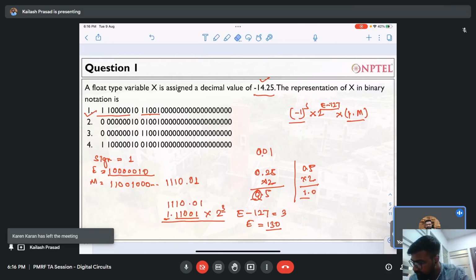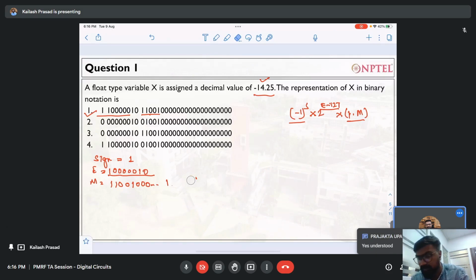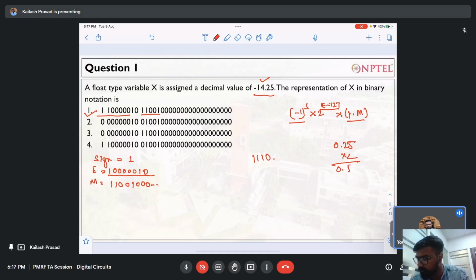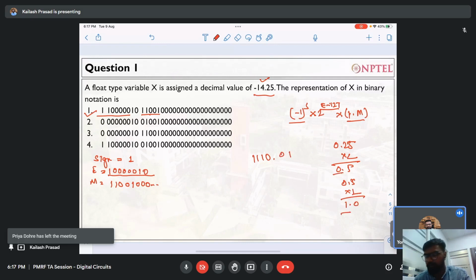Let me just repeat it for you again, and those who have understood, that is fine. We got the binary representation of 14 as 1110, right? And the representation of 0.25: you have to multiply it by 2, you will get 0.5, then multiply it by 2 again, you will get 1.0. So this will be 0 1, 0 from here, 1 from here.